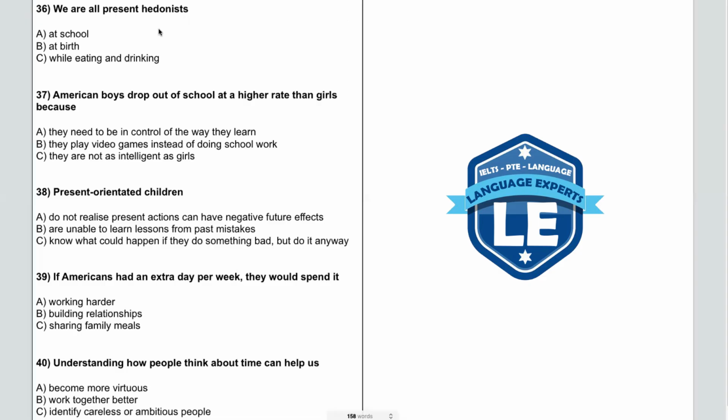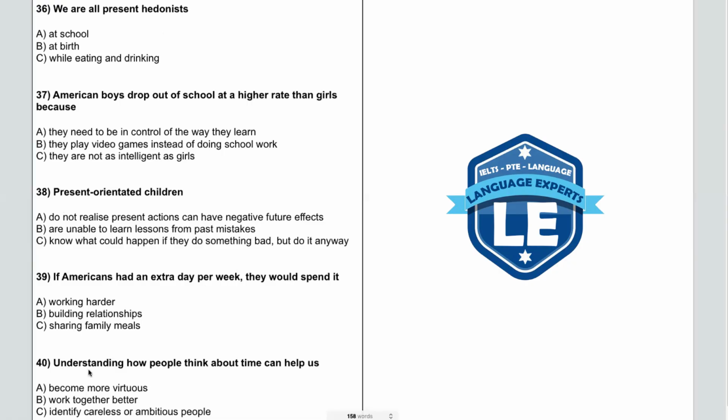If you're familiar with this, you already have an idea of what the topic for section 4 would be. If you're not familiar with it, that's fine. You'll just have to keep on reading to get more of an understanding before listening. Number 37, American boys drop out of school at a higher rate than girls because. Number 38, present-orientated children. Number 39, if Americans had an extra day per week, they would spend it.